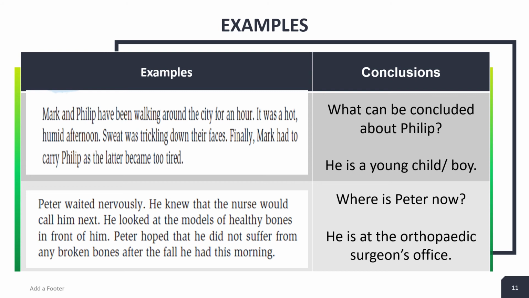We can conclude that Peter is at the orthopedic surgeon's office. How can we come up with such a conclusion? By looking into the words here. Healthy bones, look at the models of healthy bones. And did not suffer from any broken bones. So in these two, the word bone has been repeated. So it gives the idea that he is actually at the orthopedic surgeon's office.